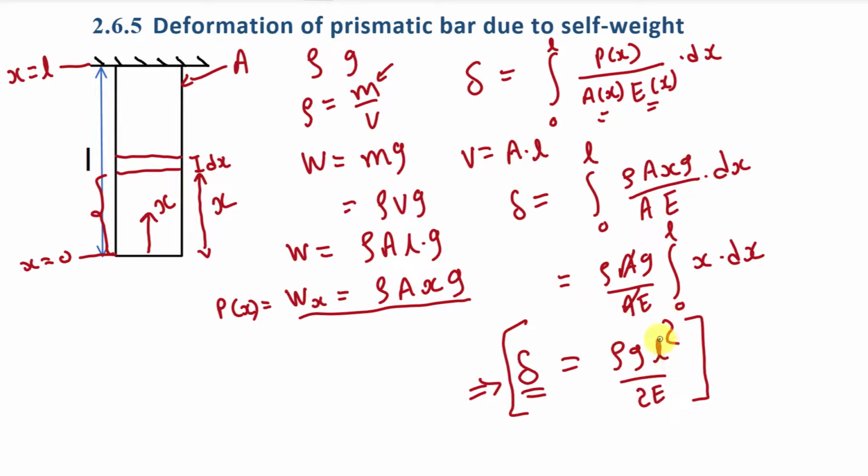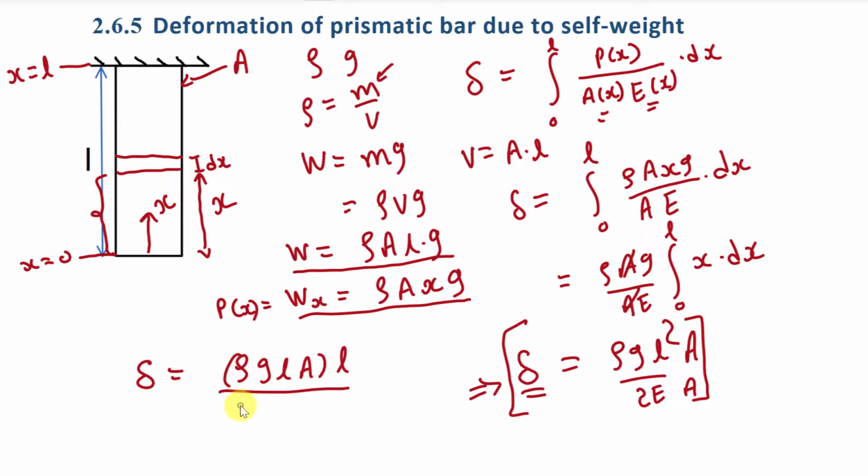Now let us rearrange this formula. Let's say we multiply this formula with A and divide it by A. So here we will get rho g L into A, and we know that W is equal to rho A L into g. So finally we will get deformation is equal to rho g L A into L divided by 2EA, right? And it will be equal to WL divided by 2AE.